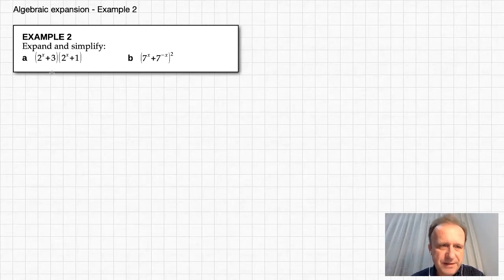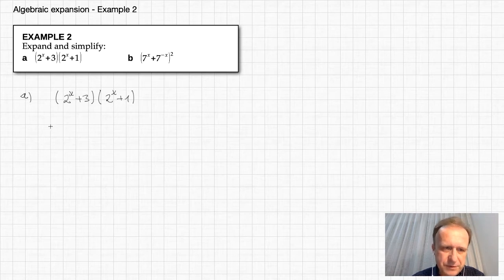Example 2, expand and simplify. So, part A: 2 to the power of x plus 3 in brackets multiplied by 2 to the power of x plus 1. So this should be understood as something where the multiplication using the formula a plus b times c plus d should be used.